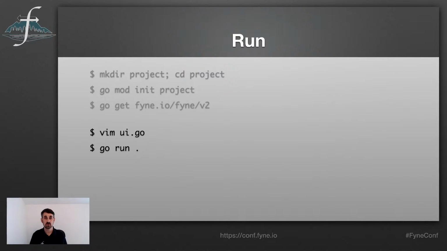To execute this code, we edit the file, perhaps called ui.go, with Vim or another editor, and we just say go run like any other application. And you might not be surprised to see Hello Fyne appear on your screen.